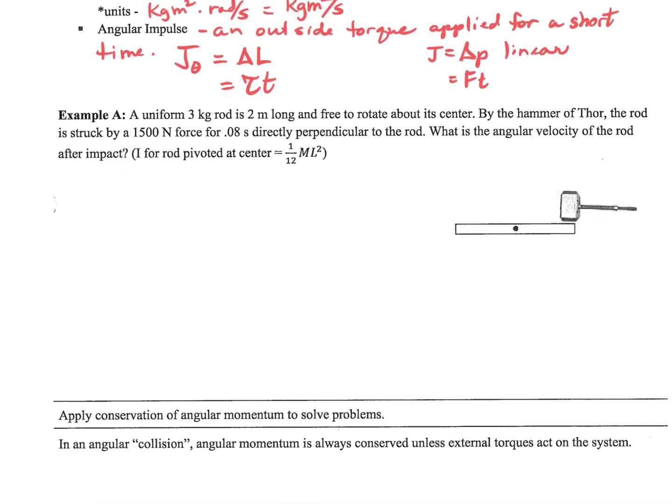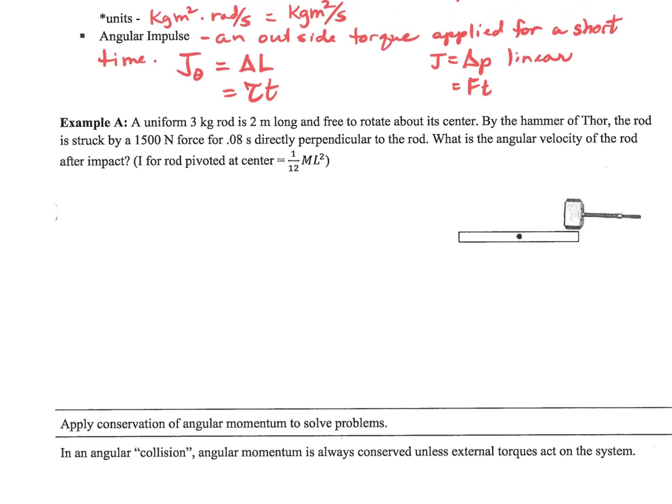We have a uniform rod, 3 kilograms, 2 meters long, that rotates about its center. That's giving us our pivot right here. By the hammer of Thor, the rod is struck by a 1,500 Newton force for 0.08 seconds, so it's giving us a force and a short period of time, directly perpendicular to the rod. What's the angular velocity of the rod after impact? So we want the angular velocity of the rod after impact.